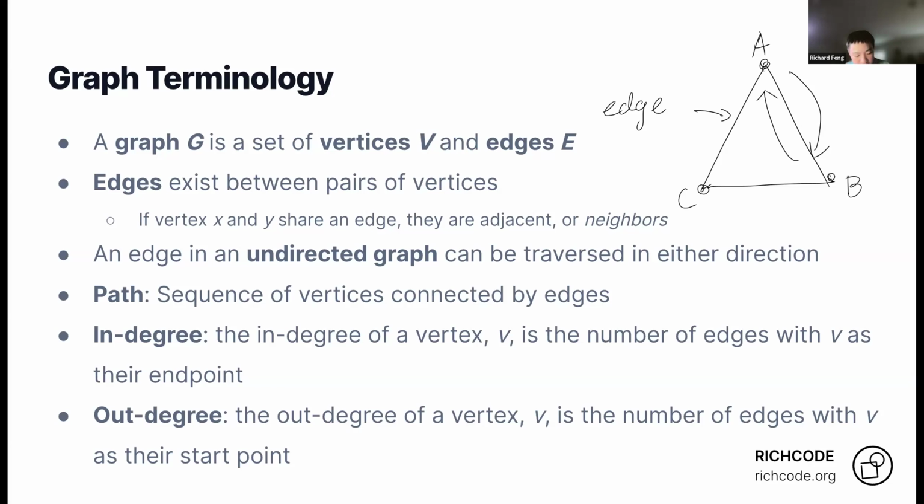And a path is a sequence of vertices that are connected by edges. So for example, A, B, C is a path. So we can have multiple vertices that are all connected by edges. The in degree of a vertex V is the number of edges with V as their endpoint. And the out degree is the number of edges with V as their starting point.